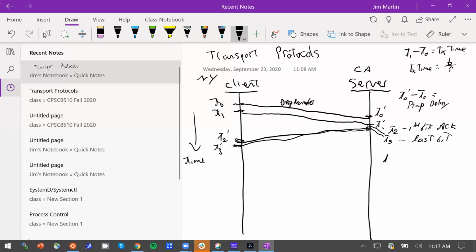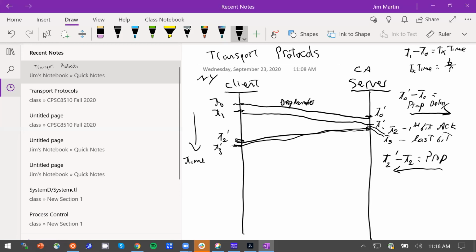So T2 prime minus T2 is going to be the prop delay for the direction shown by that arrow. When the client sends to the server, the prop delay is in that direction. Unless otherwise told in any problems that we look at, you can assume that the prop delay is the same in both directions. And also, unless I tell you otherwise, you can assume that the rate or the available bandwidth or the throughput available to the client and to the server is the same.